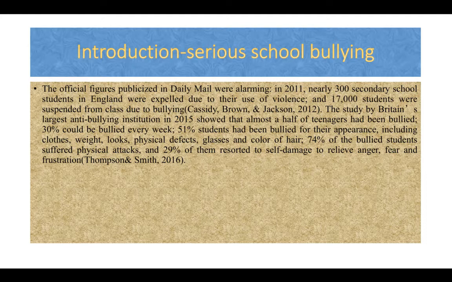The official figures publicized in the Daily Mail were alarming. In 2011, nearly 300 secondary school students in England were expelled due to their use of violence, and 70,000 students were suspended from class due to bullying. The study by Britain's largest anti-bullying institution in 2015 showed that almost half of teenagers had been bullied.